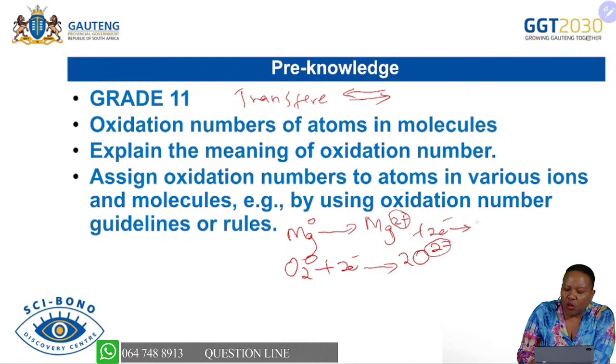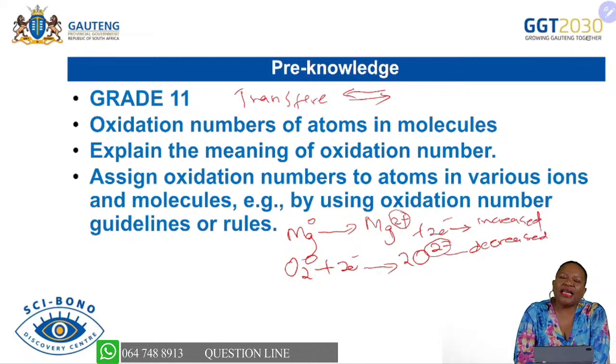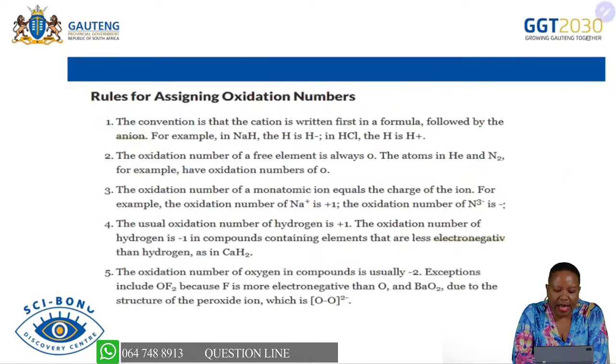So here, the oxidation number is increased, whereas in the second example, the oxidation number is decreased. So the increase and the decrease in oxidation numbers will also indicate the type of reaction that that specific species will undergo. Therefore, we are not going to assign any oxidation numbers, but I think it is very important to know how we assign oxidation numbers, because sometimes you can be asked whether there was any increase or a decrease in oxidation number.